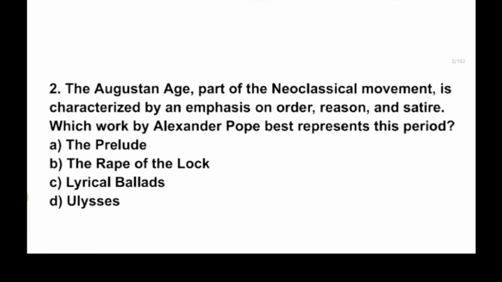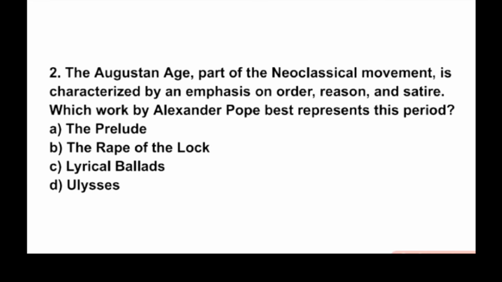Next, the Augustan Age, part of the neoclassical movement, is characterized by an emphasis on order, reason, and satire. Which work by Alexander Pope best represents this period? The Prelude, Lyrical Ballads, The Rape of the Lock, or Ulysses? Option B, The Rape of the Lock.